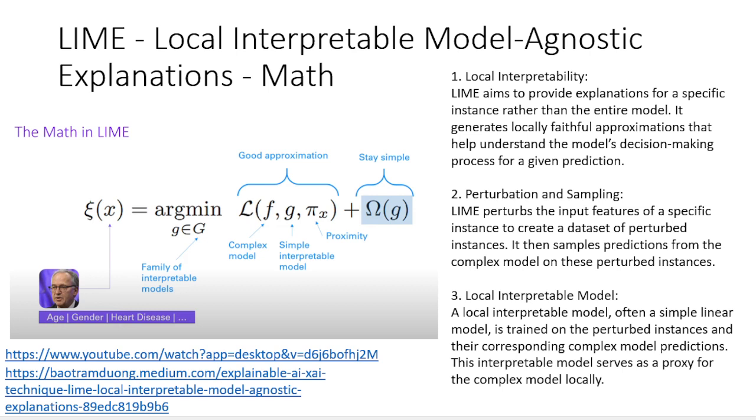Number 2, perturbation and sampling. LIME perturbs the input features of a specific instance to create a dataset of perturbed instances. It then samples predictions from the complex model based on these instances.